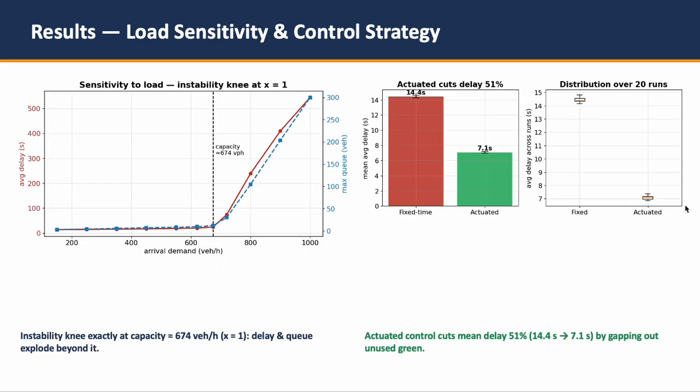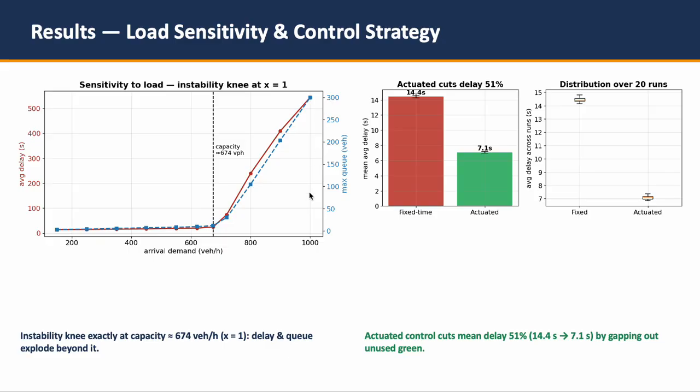Okay, let's go to the next slide. Load sensitivity and control strategy. These two findings are the engineering core of the project. On the left is the sensitivity sweep, average delay and maximum queue as I raise demand. Notice how flat it stays at first, and then how violently it turns up right around 674 vehicles per hour. That's the capacity, the point where x equals 1.